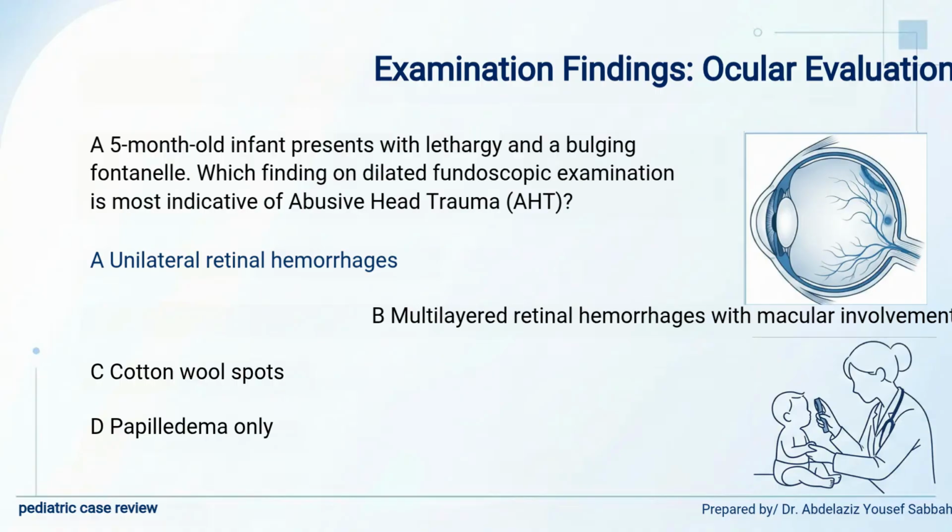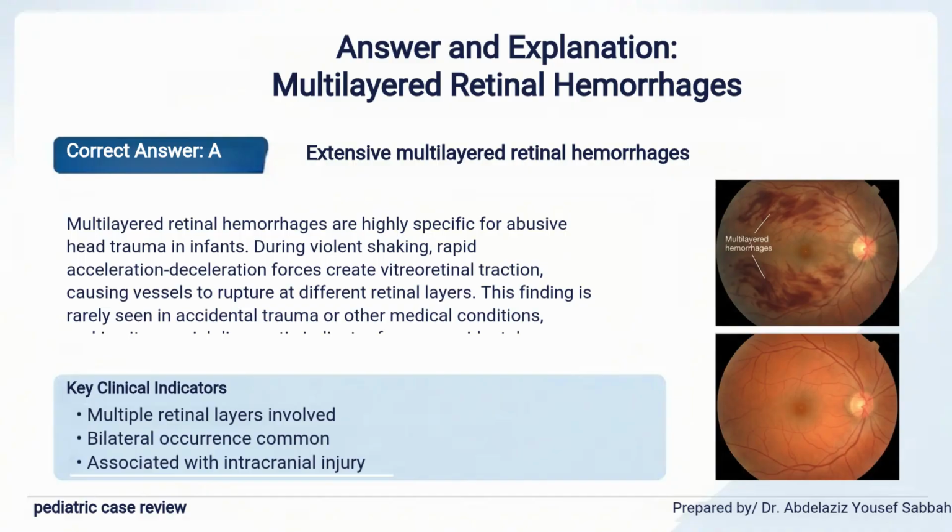Case 3. A 5-month-old infant presents with lethargy and a bulging fontanelle. Which finding on dilated fundoscopic examination is most indicative of abusive head trauma? Option A, unilateral retinal hemorrhages. Option B, multilayered retinal hemorrhages with macular involvement. Option C, cotton wool spots. Option D, papilledema only. The correct answer is option B, extensive multilayered retinal hemorrhages.